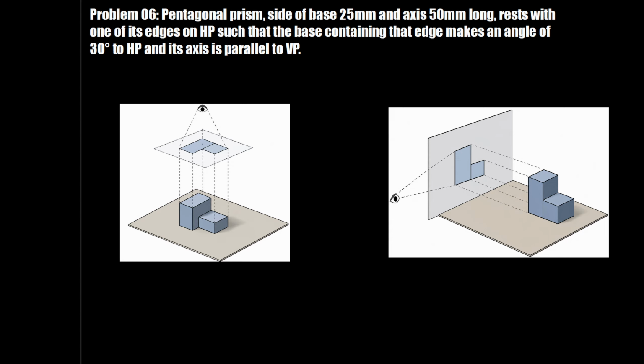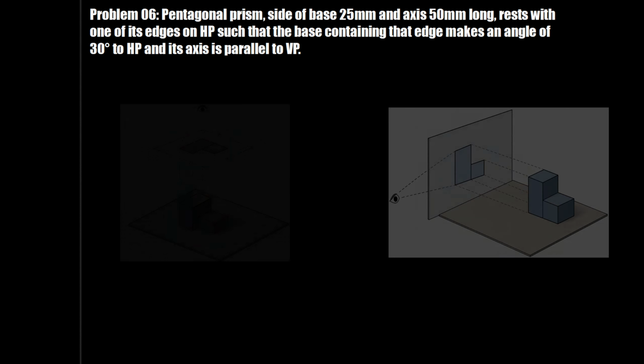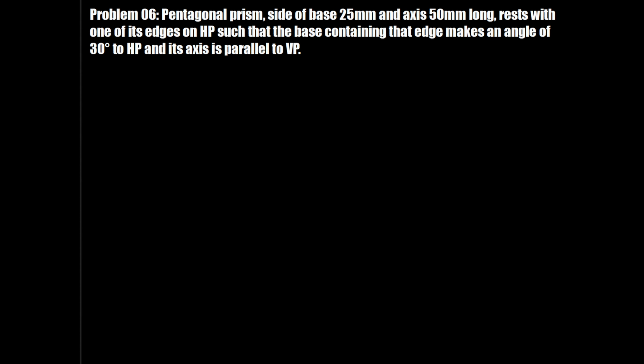Top view tells us how the object looks from above. Front view tells us how the object looks from the front. So whenever a question mentions HP and VP, immediately start thinking about the position of the object with respect to these two planes. Now read the question again carefully.